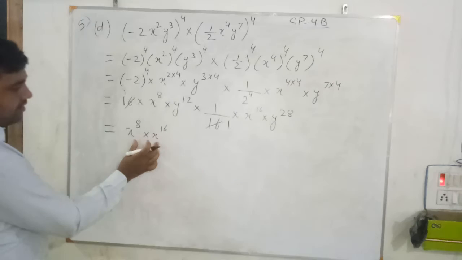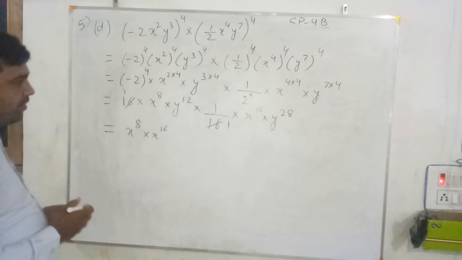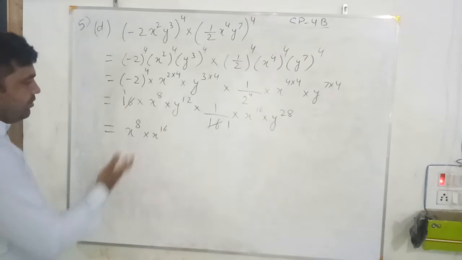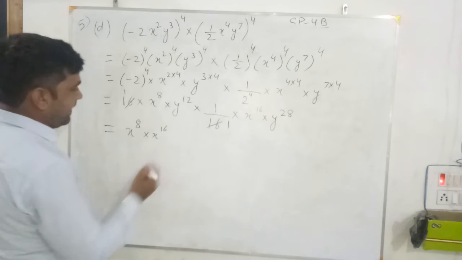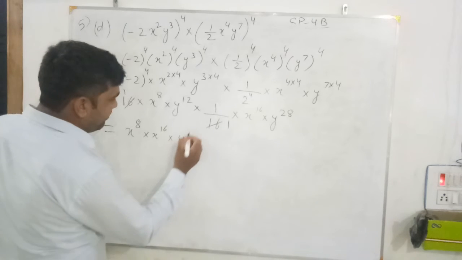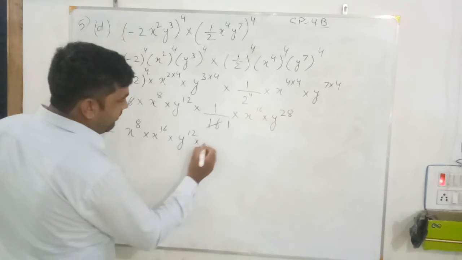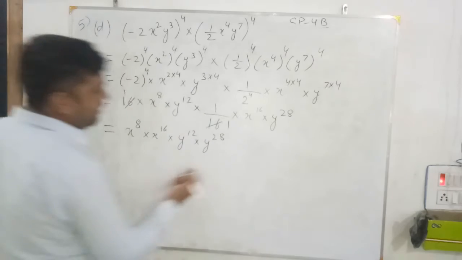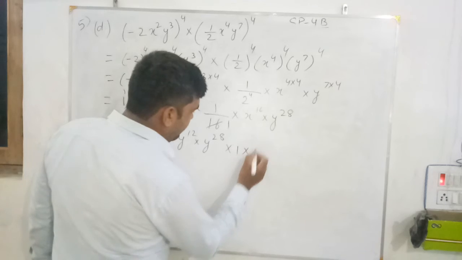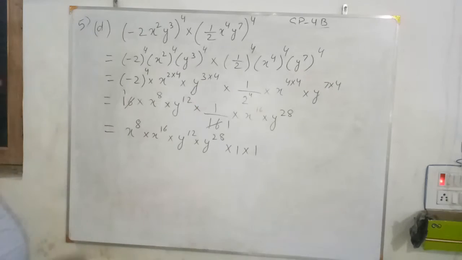Write all the x in one, make a group of x and make a group of y. So we have written x side by side, and after that we write y to the power 12 multiply y to the power 28, and this 1 multiply 1 upon 1, the denominator place is 1, so no need to write it at the denominator.